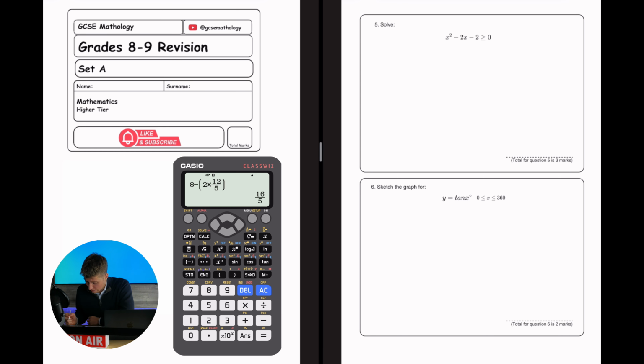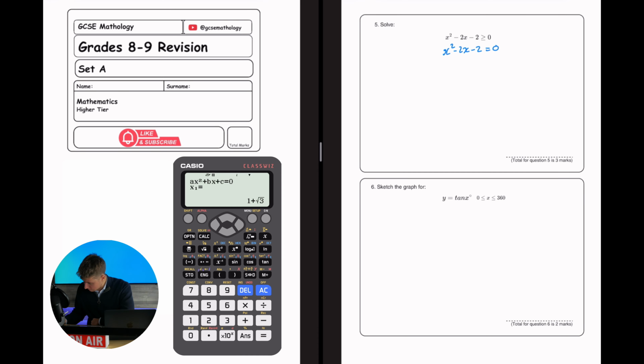Question 5 says solve x squared minus 2x minus 2 is greater than or equal to 0. So first we're going to look at x squared minus 2x minus 2 equals 0. So we're going to replace the inequality with an equal sign. And we're going to use this trick on the calculator to find the values for x when we solve this quadratic. But like I said in the previous question, we need to show our workings using the quadratic formula. So we've got 1 for x squared, minus 2 for the x coefficient, and then minus 2.